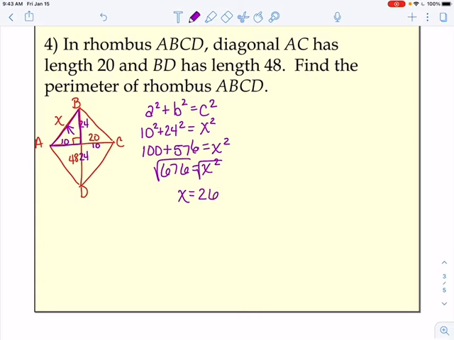So 26 represents one side of the rhombus. We want the perimeter. The perimeter is going to equal the sum of all four sides. But all four sides of a rhombus are congruent. So if one is 26, all four are 26. And if I do 26 times 4, that means your final answer here, the perimeter of that rhombus, will be 104.